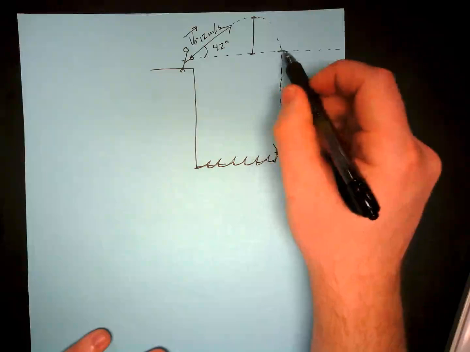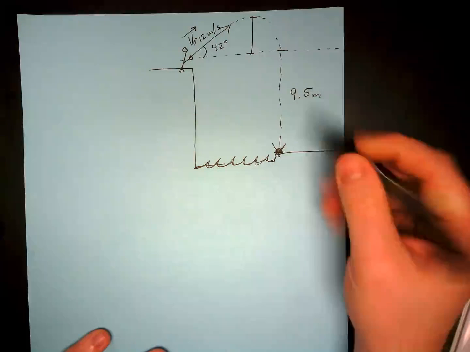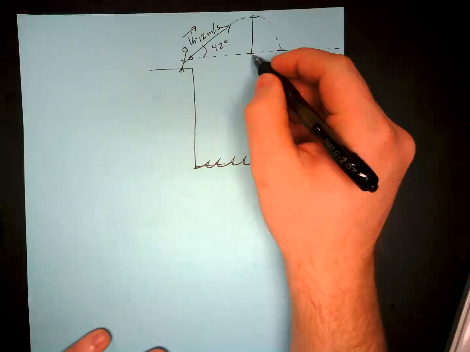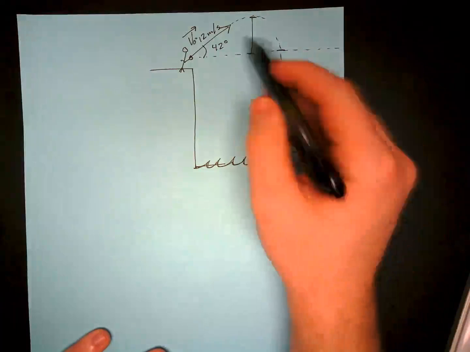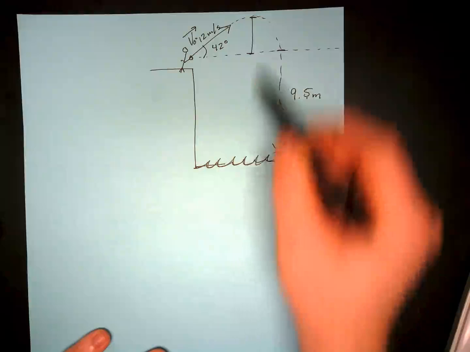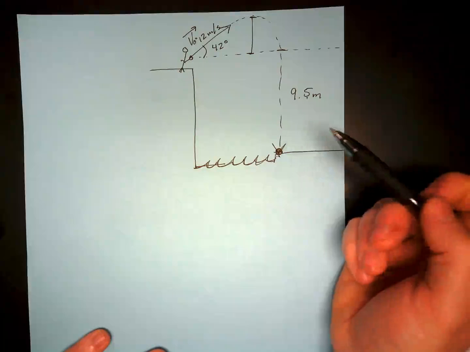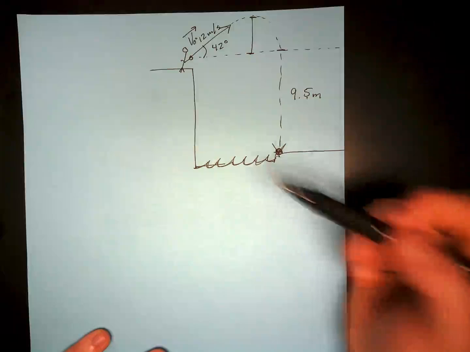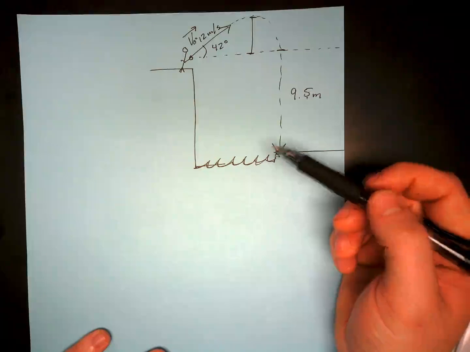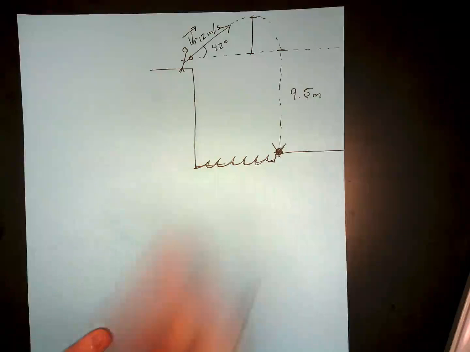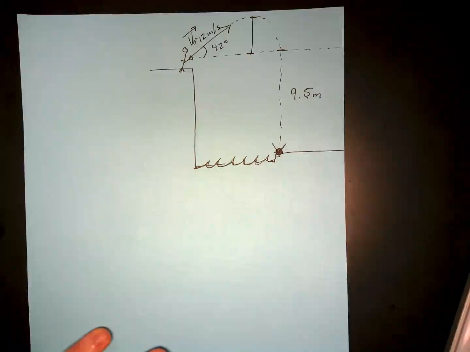Okay, so again from here to here is 9.5. We're going to then use this vertical distance to find the vertical final velocity, and then we're going to use that vertical final velocity to find the overall final velocity, like we did in the last problem. Or I should say that you will find it like you did in the last problem.